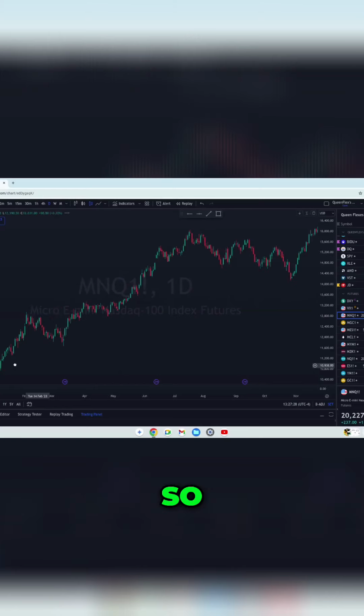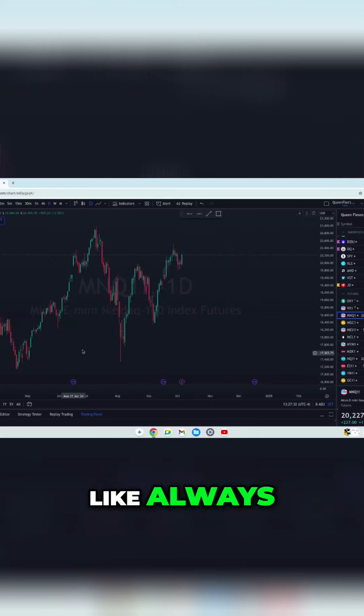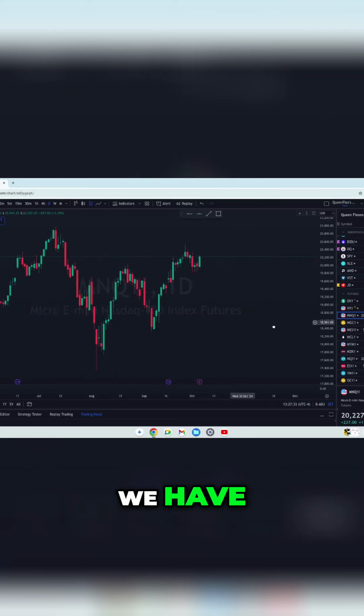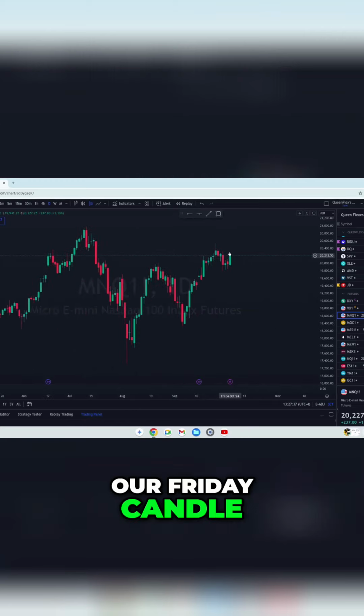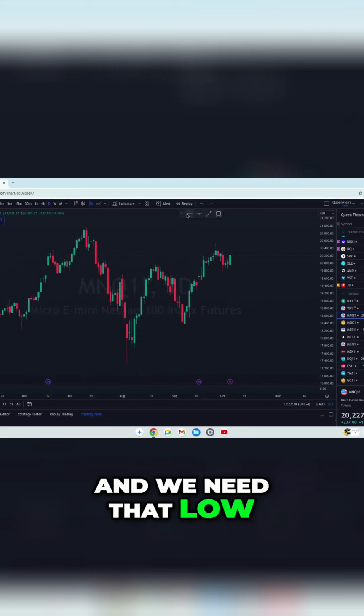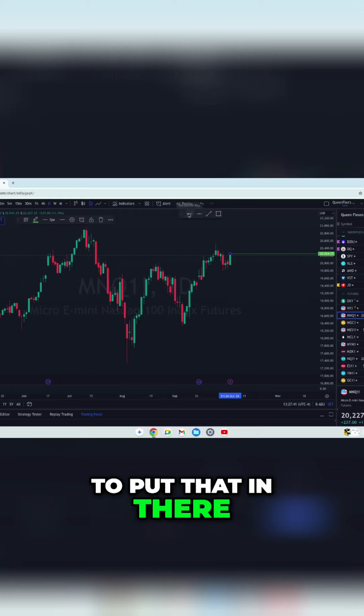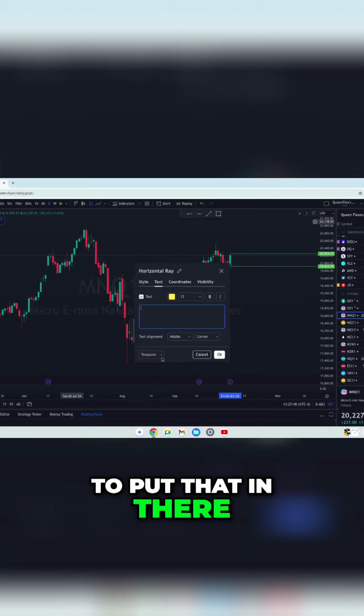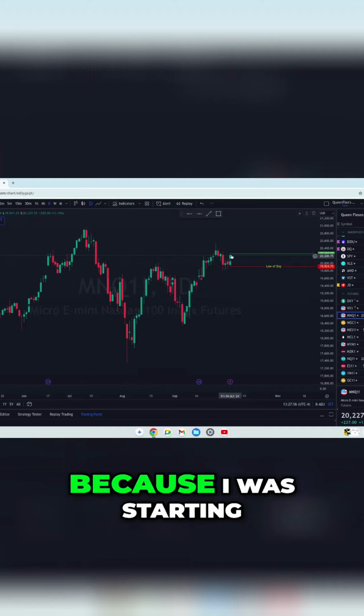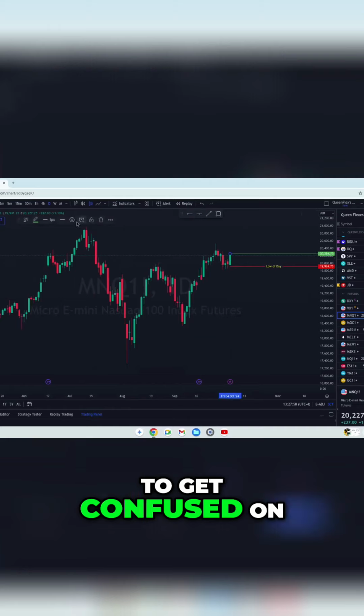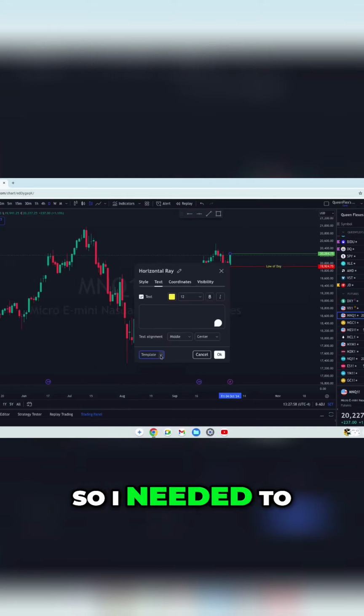All right, so like always, we have our Friday candle. We need that high and we need that low. So we're going to go and put that in there. And I have them labeled because I was starting to get confused on what lines were what, so I needed to label them.